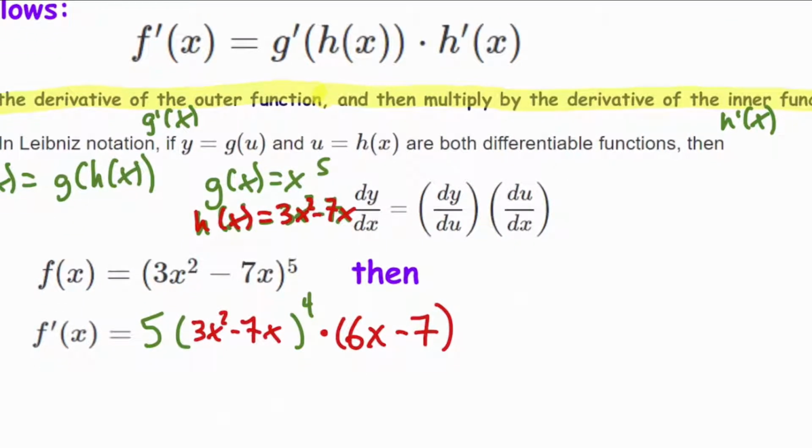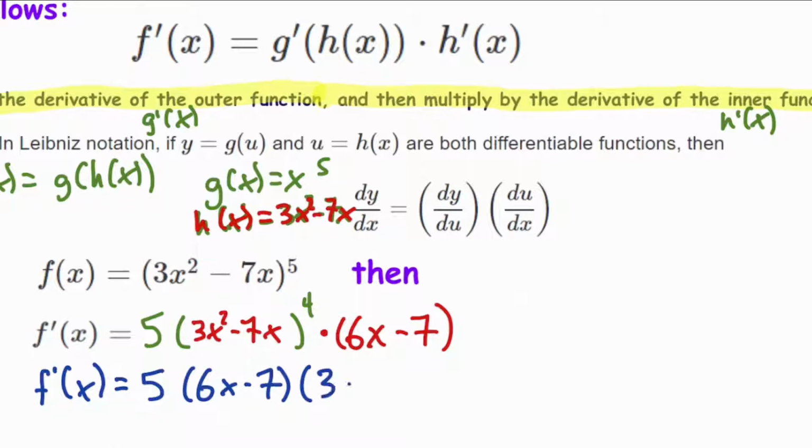All right, that looks pretty good. Let's just tidy it up a little bit. So the derivative of our function is going to be f prime x equals 5 times (6x minus 7) times (3x squared minus 7x) to the power of 4. And we're just putting our higher power at the end, but it doesn't really matter. There isn't really anything else we can do here. I think we're good.